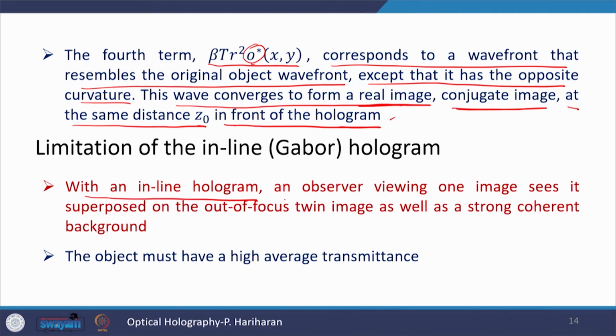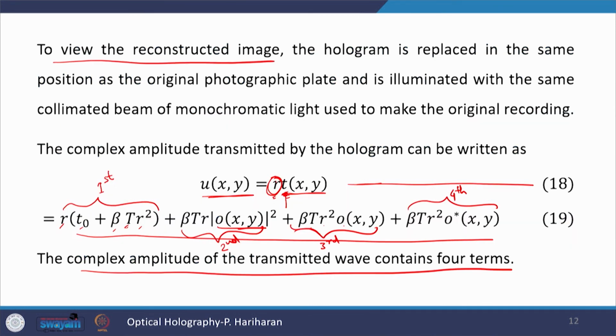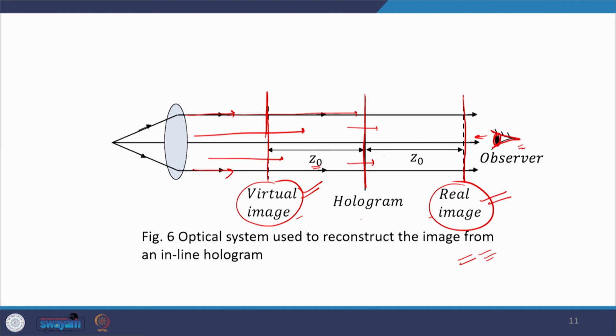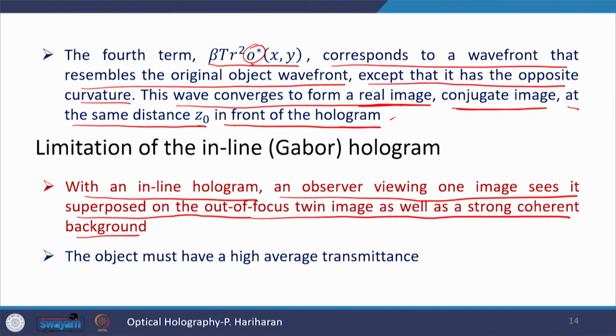But associated with this inline hologram, or Gabor hologram, there are a few limitations which are very obvious. The first limitation is, with an inline hologram, an observer viewing one image sees it superimposed on the out of focus twin image as well as a strong coherent background. The observer sees this image as well as the second image simultaneously, and apart from this you are also seeing the rays from the source coming to the observer. Therefore, it is very difficult to make out the image properly, because in our field of view there are several things appearing simultaneously.